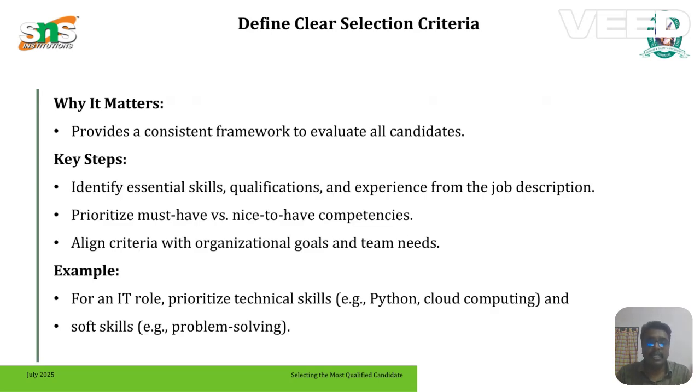So the first one is writing down the clear selection criteria, where we make sure that the job description is properly circulated and available to all candidates, and they are properly evaluated. So it provides a consistent framework to evaluate all the candidates. We have to identify the key essential skills, the proper qualifications and experience for the job description. We also have to make sure there is a must-have competency, that it is properly prioritized, and that whatever competencies we frame align with the organizational goals and team needs.